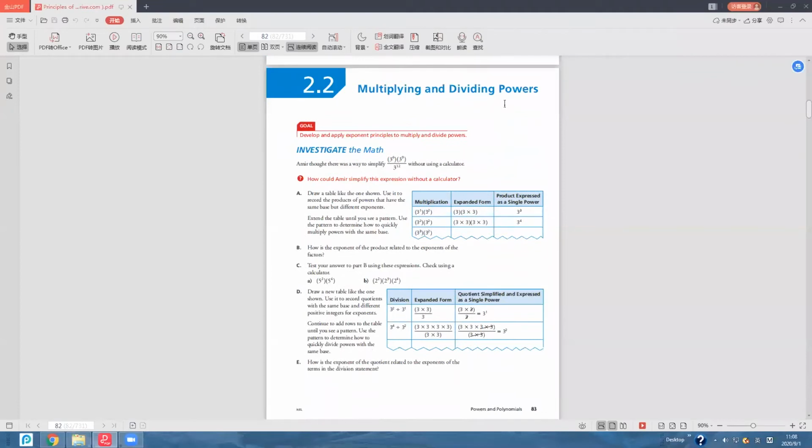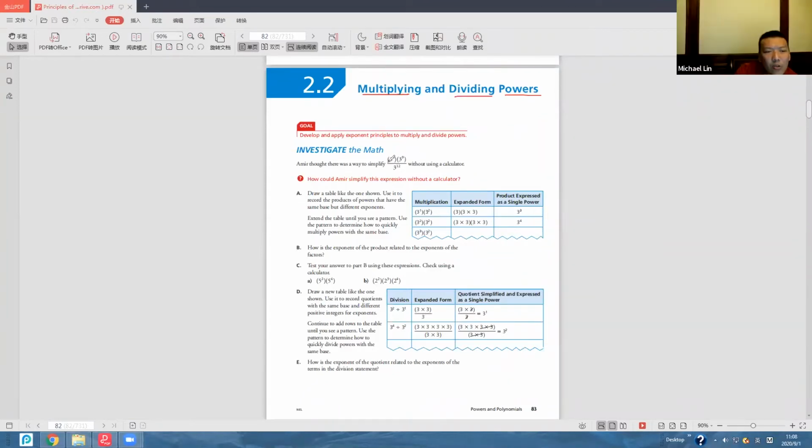So this section is called multiplying and dividing by powers. When we're talking about multiplying and dividing by powers, they're usually going to assume that we have the same base, okay? And that's all that we're going to learn at the school level, I believe. So we're not going to learn anything very complicated.